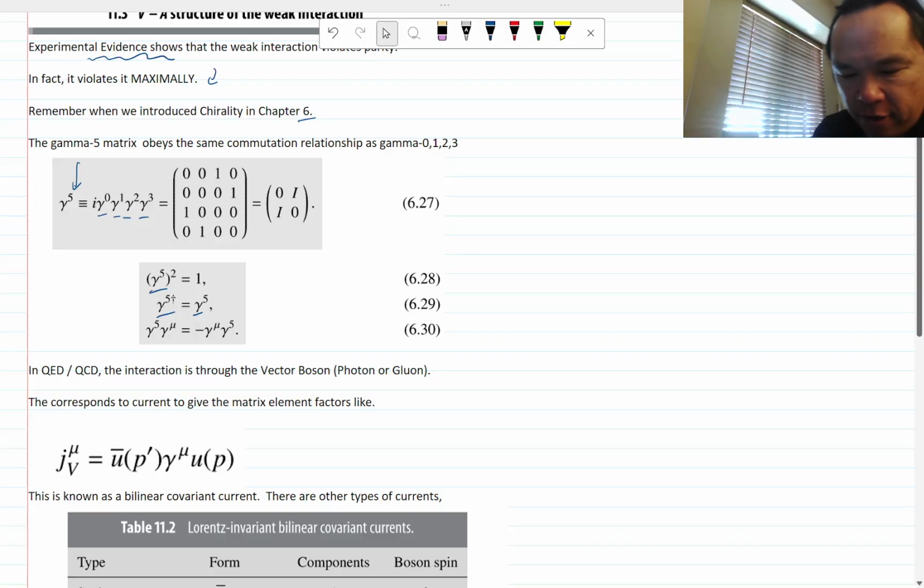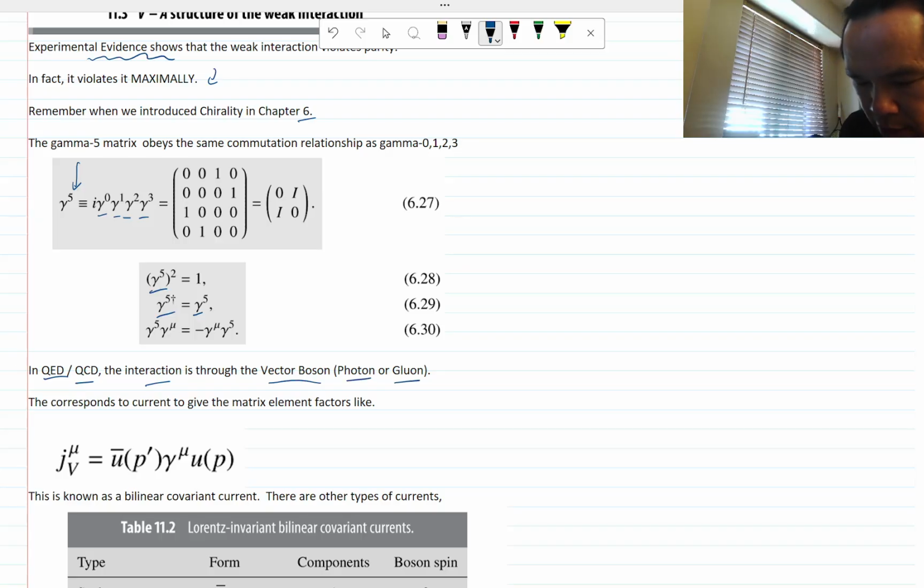Let's see how these gamma 5 matrices come into play when we're dealing with the weak interaction. In QED and QCD, the interaction is through vector bosons, the photons and the gluons. When we're writing the Feynman rule, let's say we have a vertex here, maybe an electron scattering off something. It doesn't actually matter what it is.